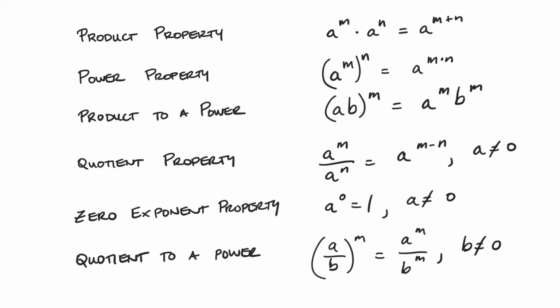We're dividing monomials part 2 here. Earlier in this chapter we discussed the properties of multiplication with exponents: the product property, the power property, and the product to a power. And then earlier in part 1 of this section, 6.5, we talked about the quotient property, the zero exponent property, and the quotient to a power. And so these are all summarized here.